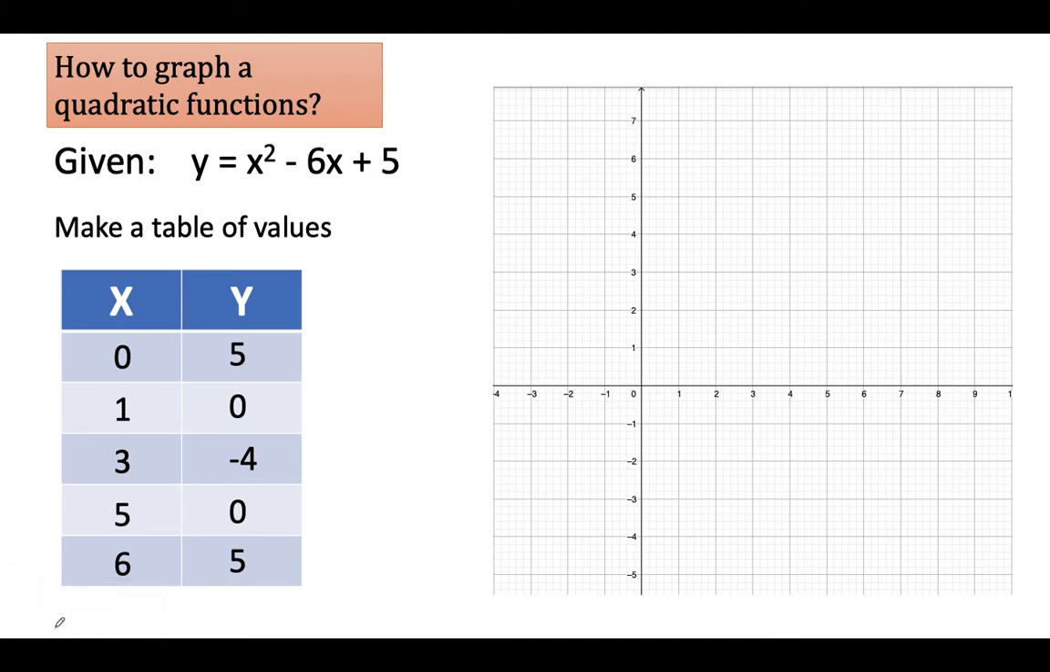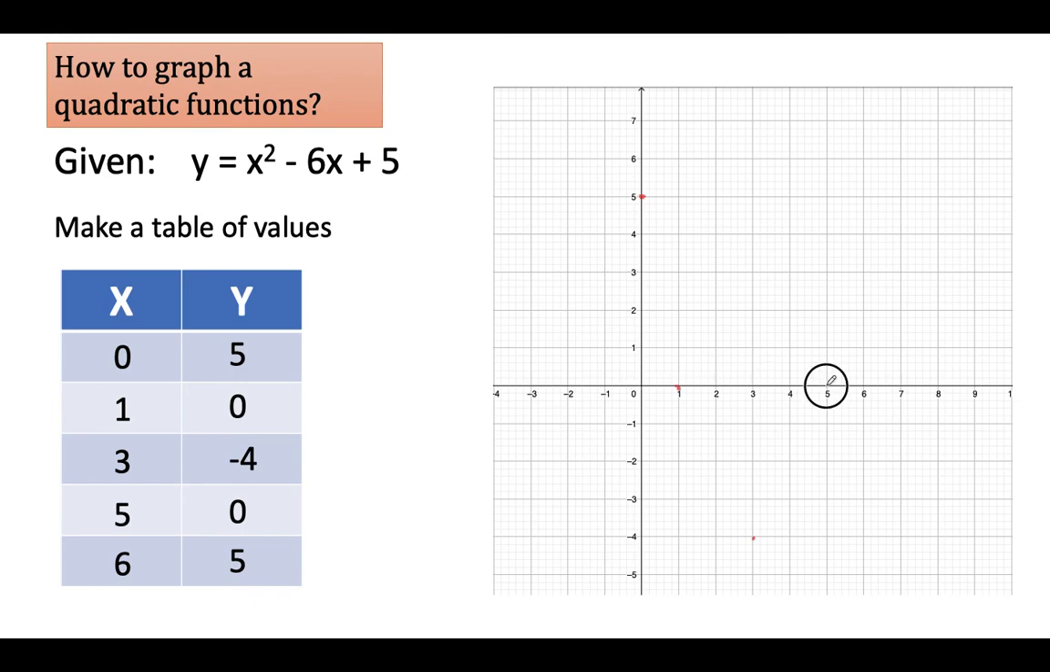So to graph this one, we will just plot the points. Our first point is (0, 5). So our x is 0, so we'll stay here. Then our y is positive 5, so it means we will move up 5 units. Okay, the second point is (1, 0), so 1 unit to the right. Then since y is 0, this will be our point. The third point is (3, negative 4), so positive 3 going to the right, then negative 4, that is going down 4 units. Okay, then (5, 0), so 5 units going to the right.